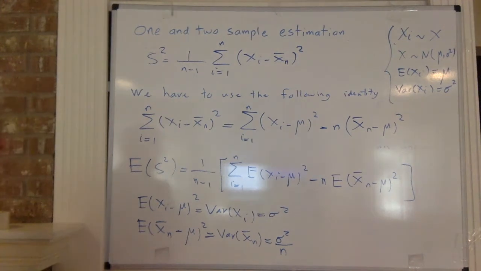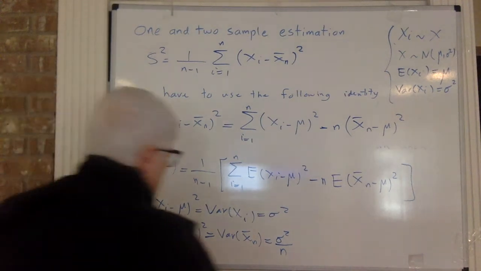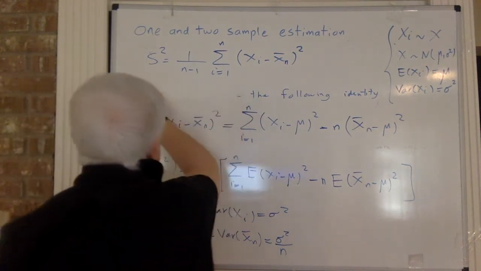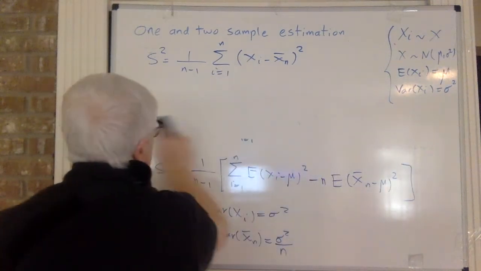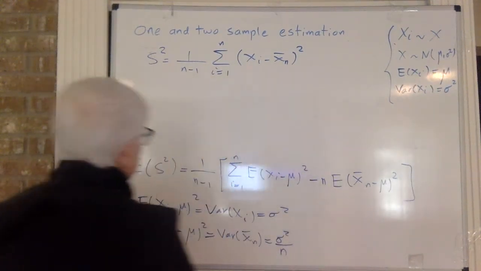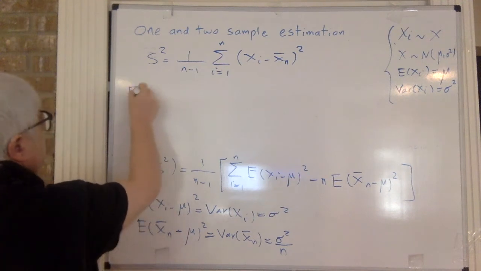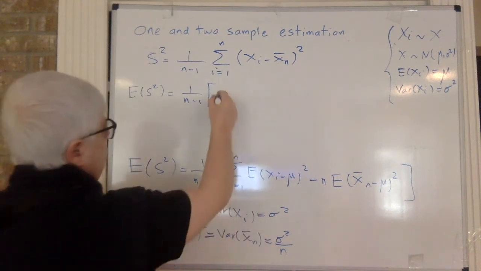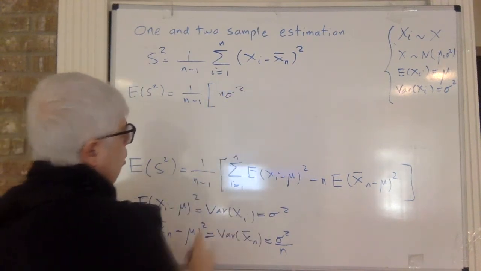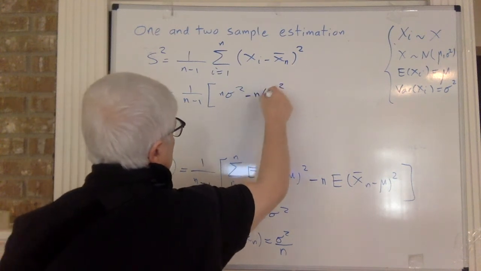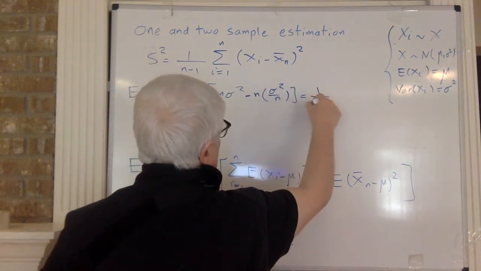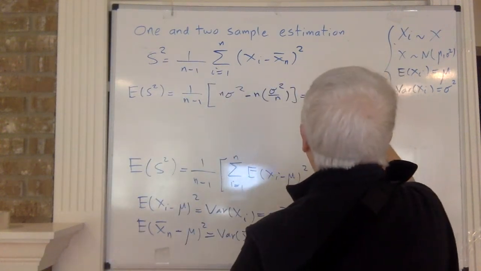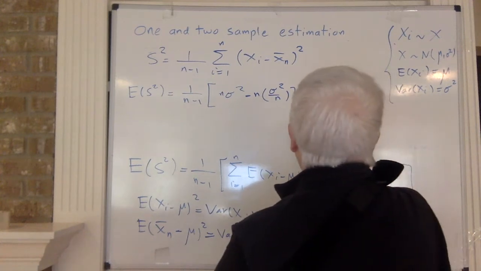Okay? So let's just plug in everything here. If I plug in, I have E of S squared equals 1 over n minus 1. Here I have n sigma squared because I have n of them, minus n times sigma squared over n. So that's 1 over n minus 1, and this is n sigma squared minus sigma squared, that's n minus 1 sigma squared. So that is sigma squared.